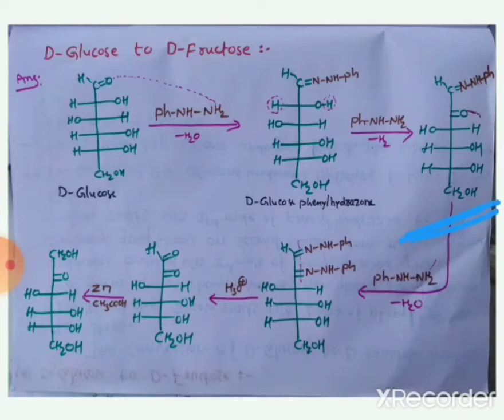So on the second carbon we get C=O. The second carbon is converted to C=O in the presence of phenylhydrazine, and the remaining groups are kept constant. The second carbon is converted to C=O by using a second mole of phenylhydrazine.